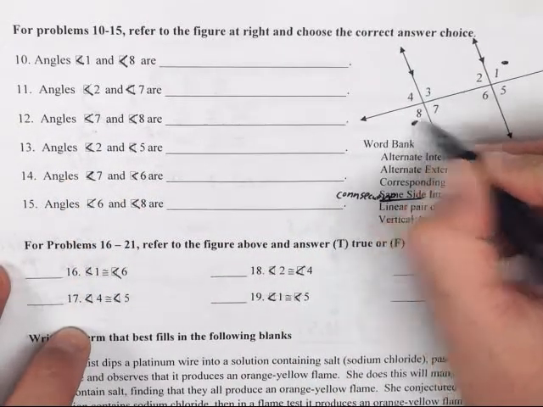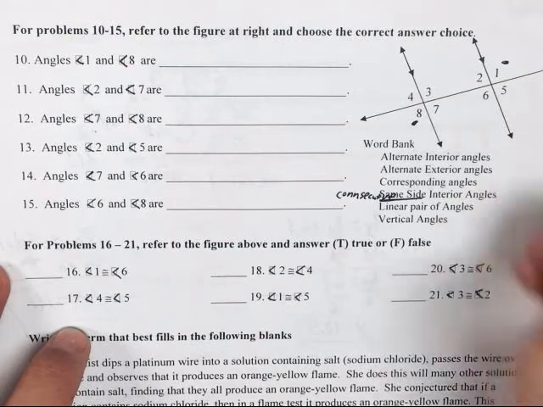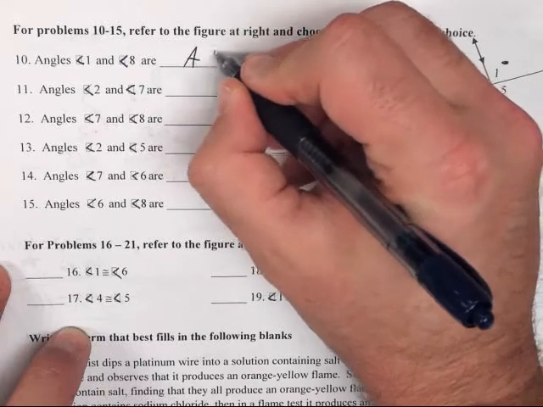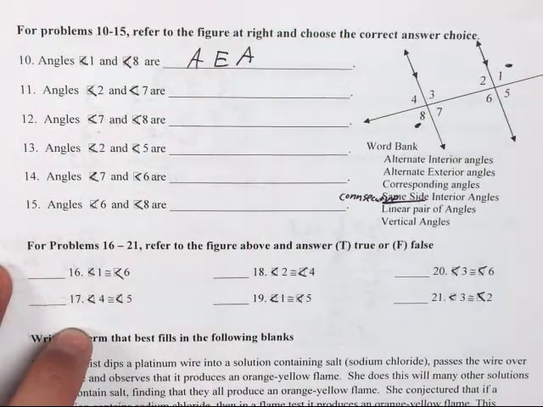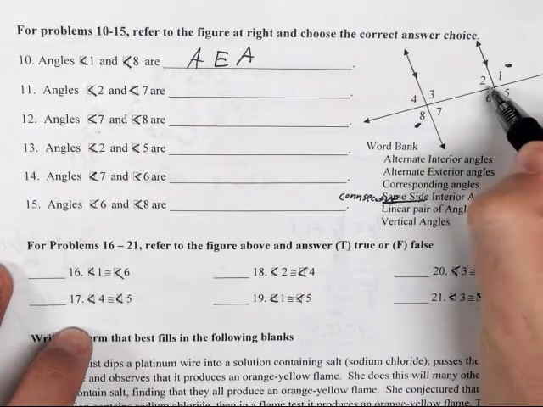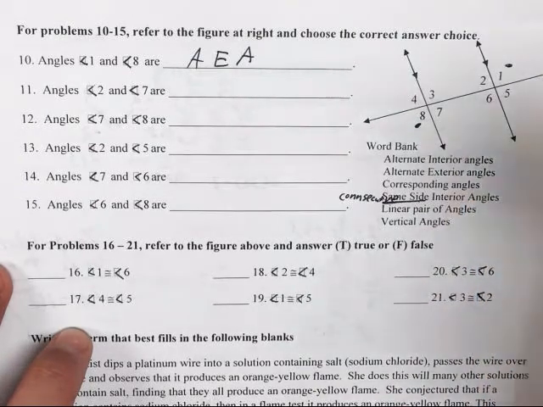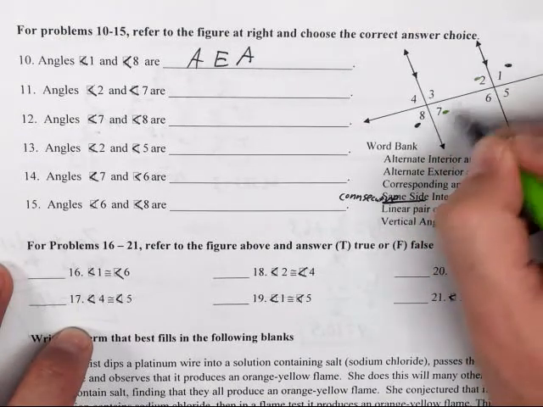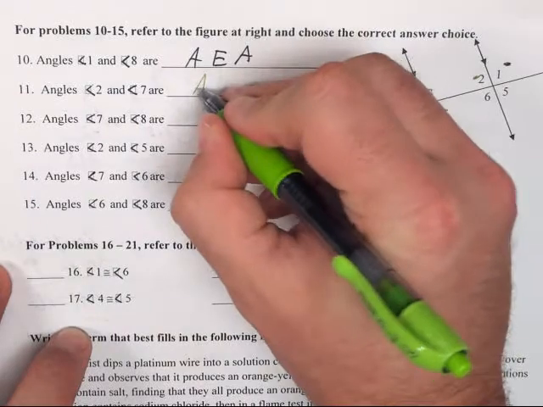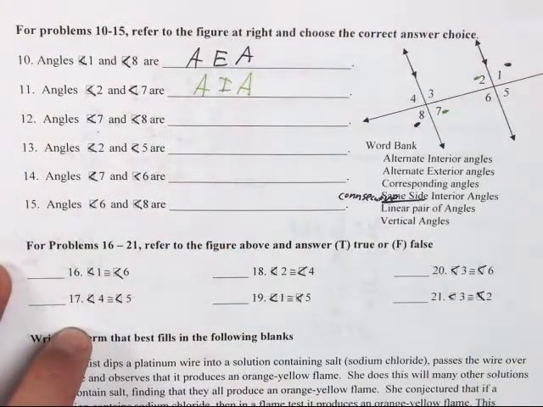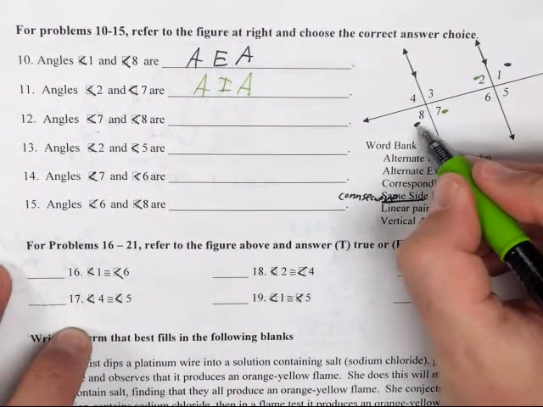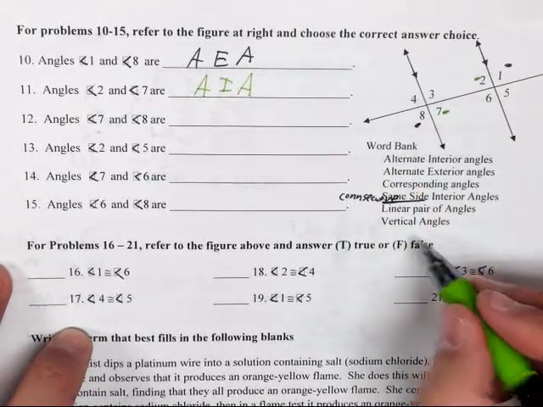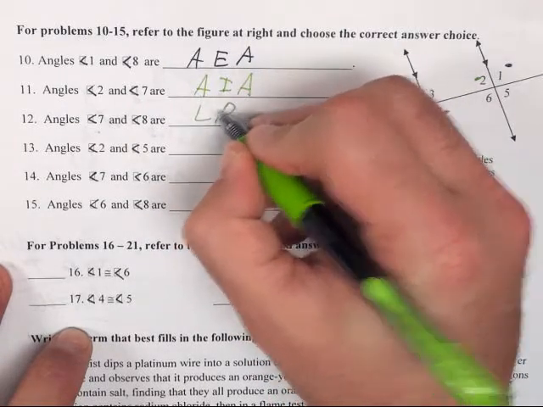Angle 1 and angle 8, those guys are both exterior and on opposite sides of the transversal line, so that's an alternate exterior angle. Number 2 and number 7 are here and here. They're both interior and on opposite sides of the transversal line, so those are alternate interior angles. Now, 7 and 8, two adjacent angles that form a straight line. That is a linear pair, so LP.